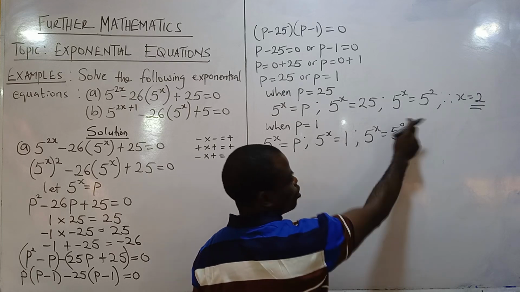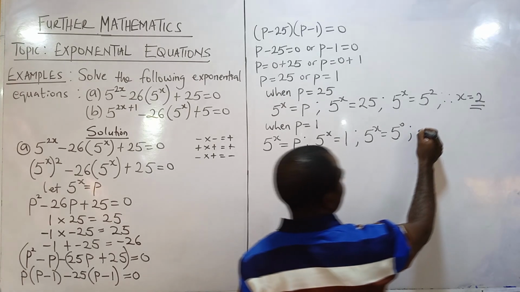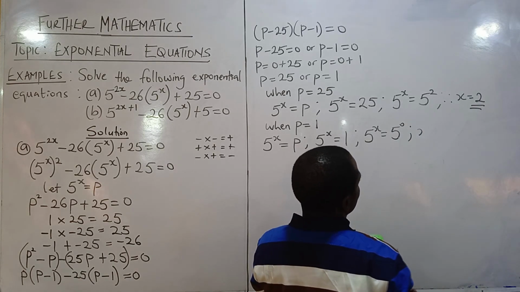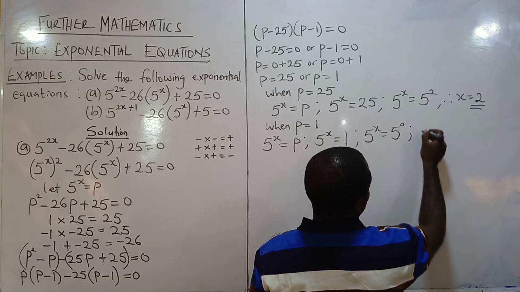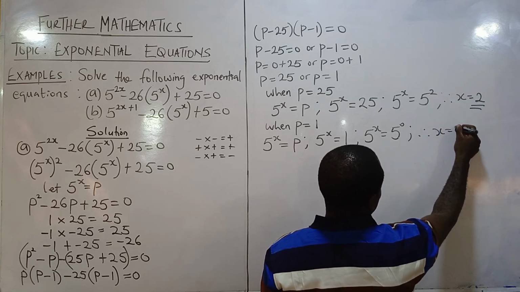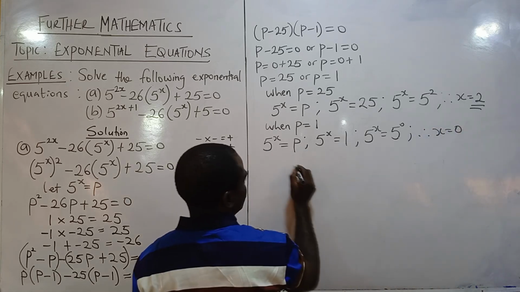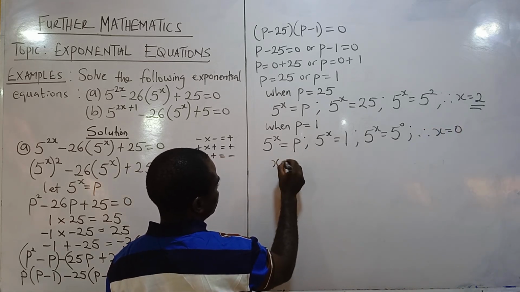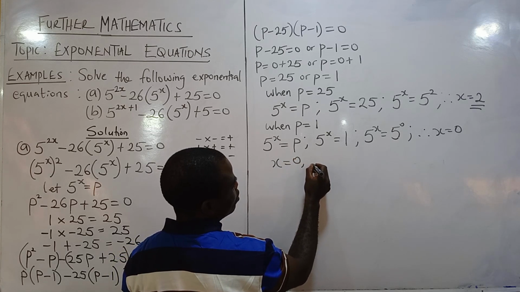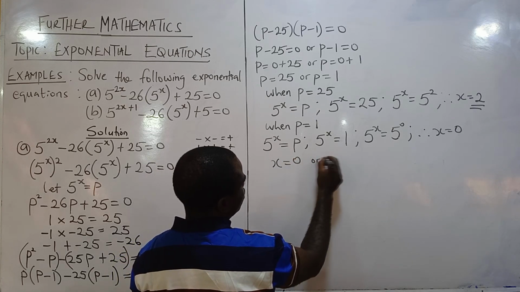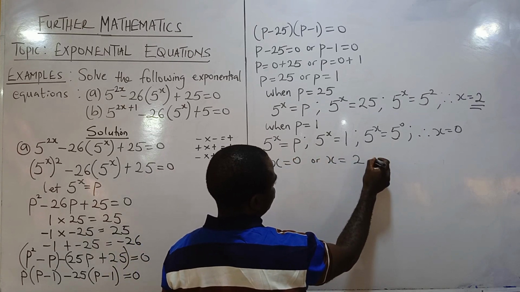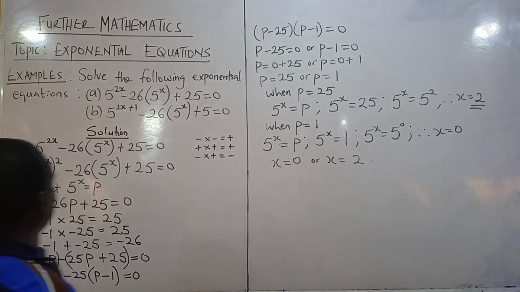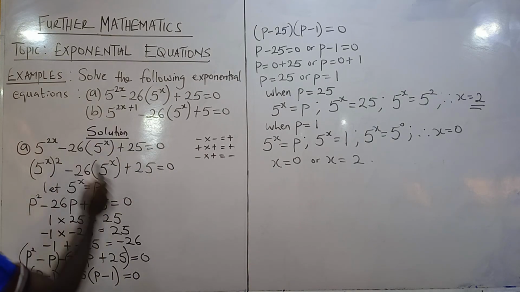When the bases are the same, you equate the index or the power. Therefore x equals 0. What you have now is x equals 0, or x equals 2. Now let's see the second part of the question, B part.